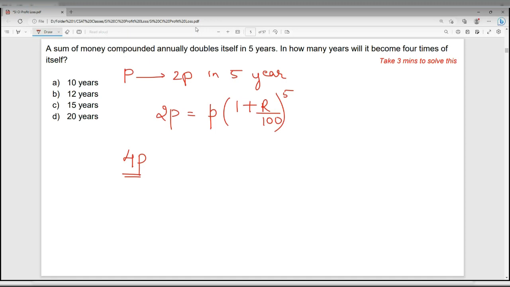So here we have 2P is equal to P into 1 plus R by 100.